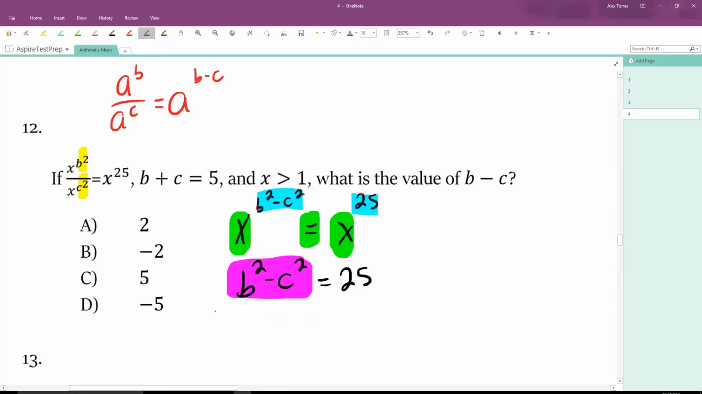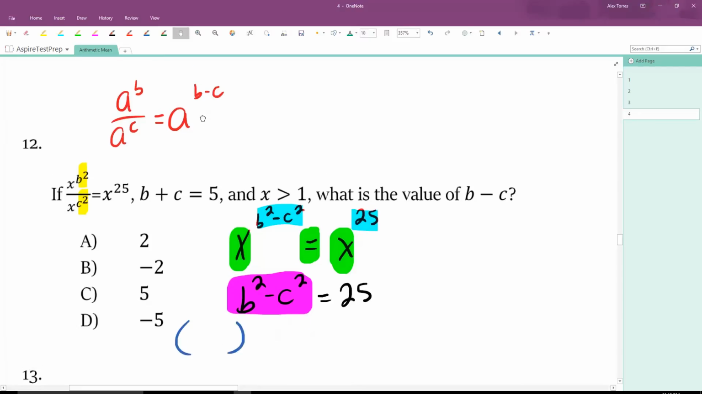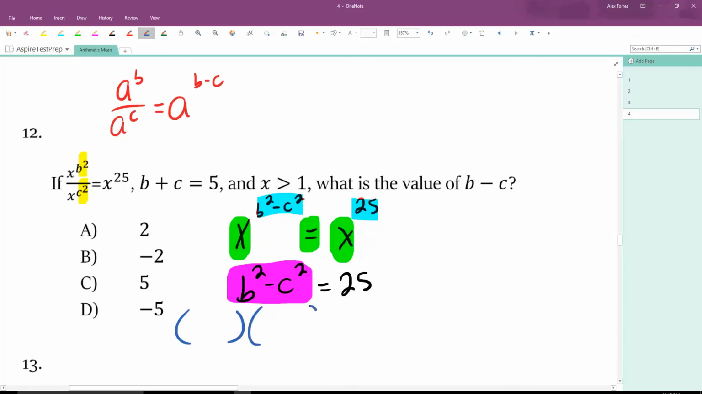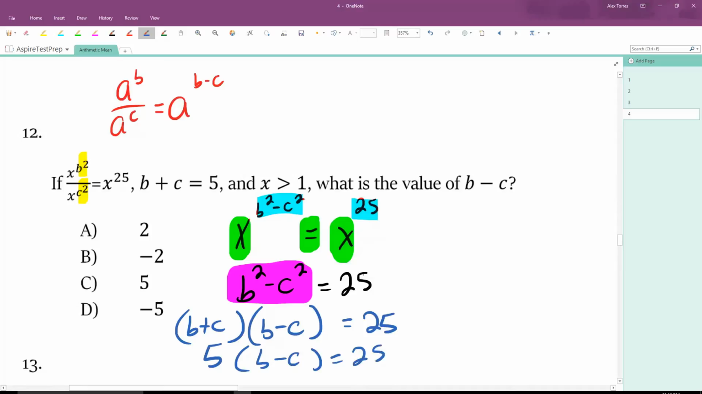And we're supposed to know that when you identify a difference of squares, it factors to the square root of the first and the second, repeated twice, so b plus c and b minus c, so with the plus sign and a minus sign. So we replace the difference of squares with the factored form of the same difference of squares, and that equals 25. Now the question told us, it didn't seem necessary at the time, but now it does, b plus c equals 5 times b minus c equals 25.